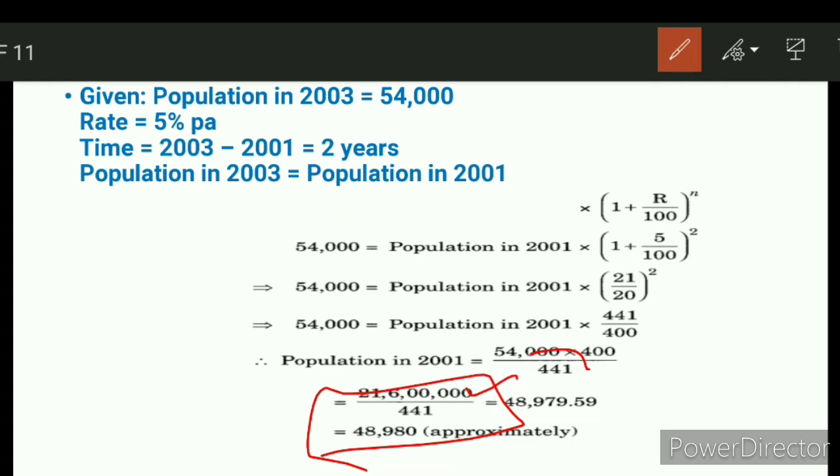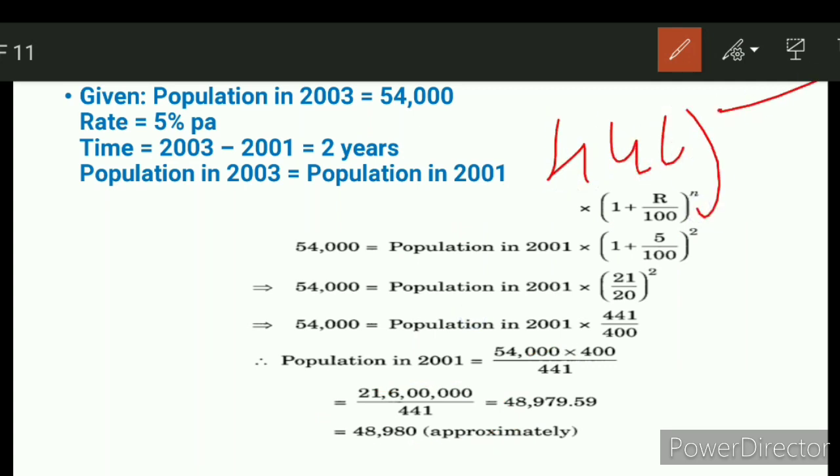No need of multiplication if cancellation is possible; you can cancel it. Otherwise, you multiply and divide by 441. It is a long calculation. You can use the division method and divide 2 crore 16 lakh by 441. You will get the initial value, that is how much the population was in the year 2001. Okay, you can find the population in 2001.